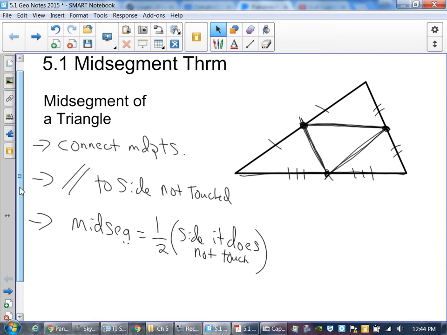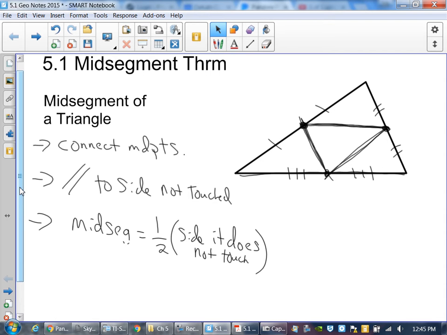So, what's that? A square. It's a triangle. Who really knows? What is this? A mid-segment, because it connects the midpoints. Now, if the side it doesn't touch is 14, how much is the mid-segment? It's 7. Okay, good work.